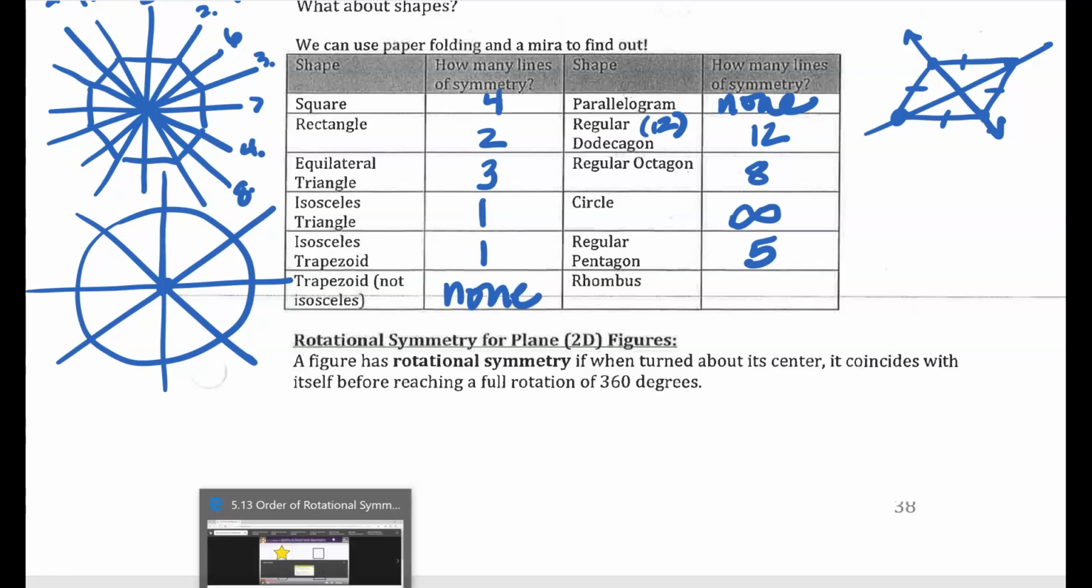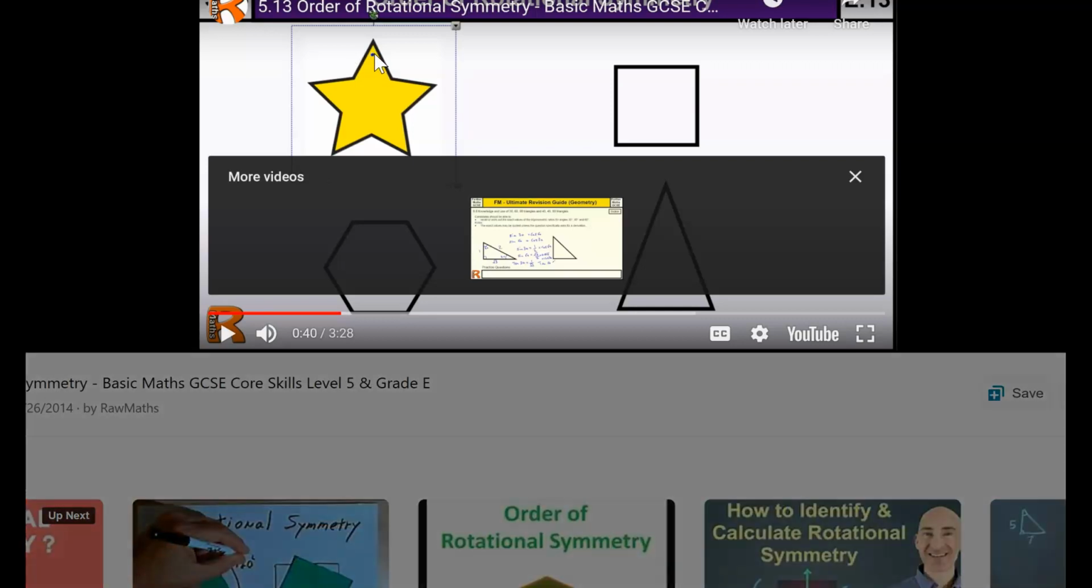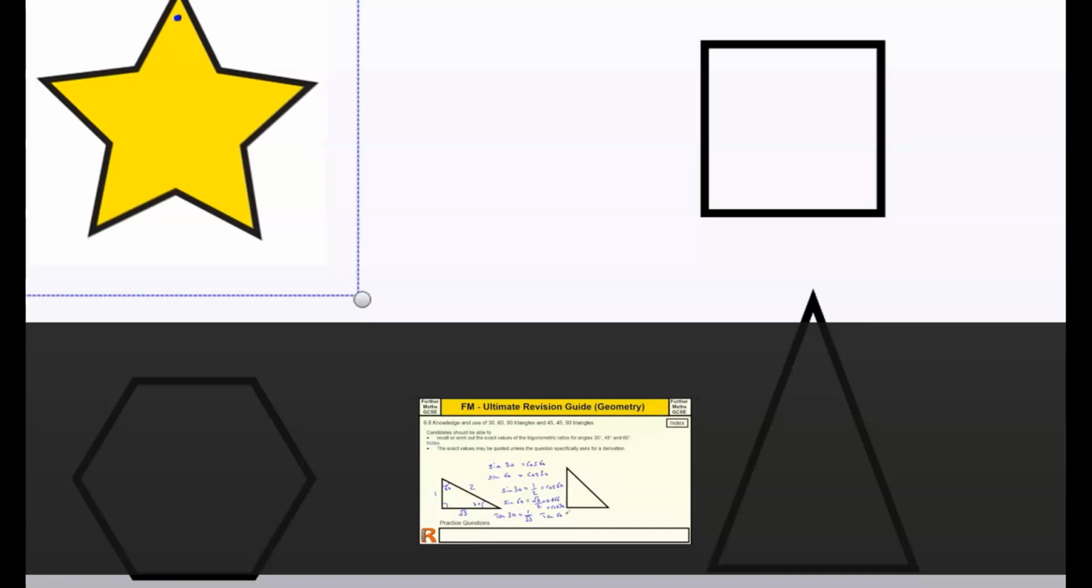So I'm going to show you just a quick video here that goes through whether or not this star has rotational symmetry. And you'll notice before I hit play here that there's a little blue dot at the top of the star. It's often helpful to mark the shape in some way so that you know where the top is. That way when you turn it around, you can tell when you're back to the original shape. So I'm going to go ahead and just play this.